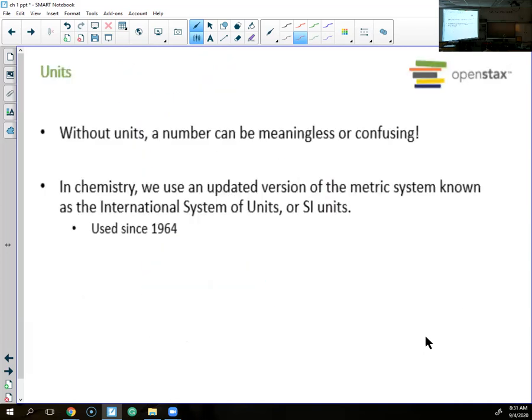All right. So this is just kind of repetition, but without units, a number can be meaningless and confusing. This is the definition to me of math.